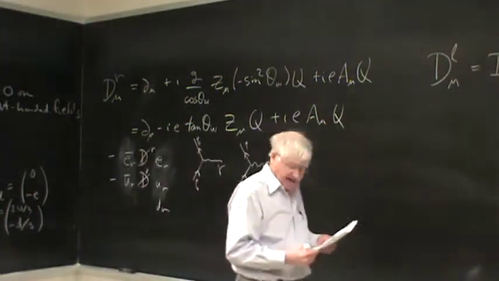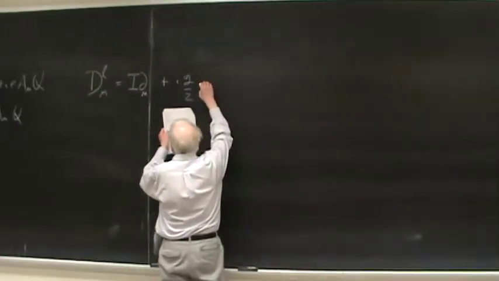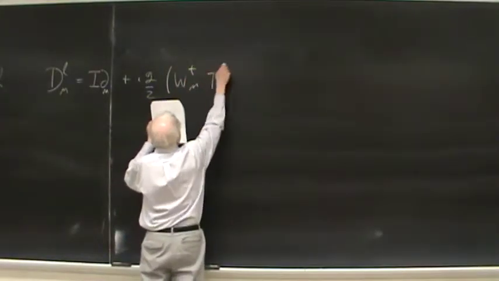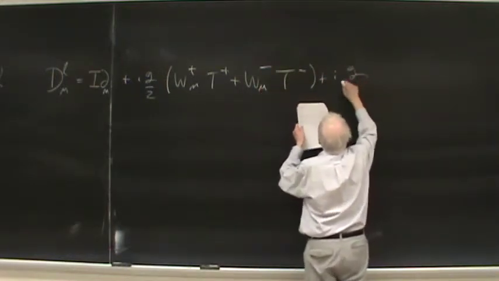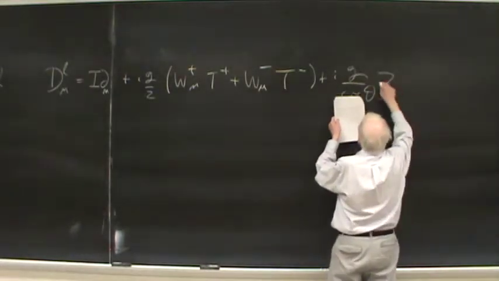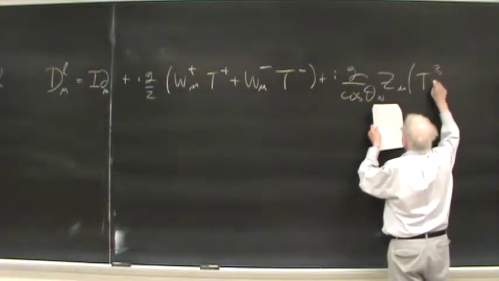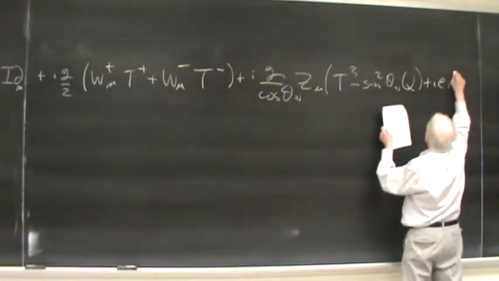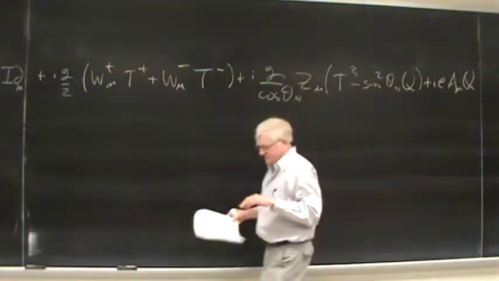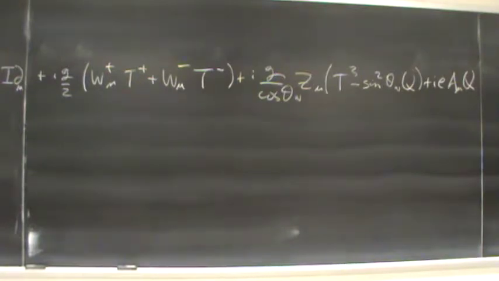Okay. For left, on the other hand, we do want the E and Q notation. And this covariant derivative then is i g over 2 W plus mu T plus, W minus mu T minus, plus i g over cosine theta W Z mu. And now something kind of complicated, T3 minus sine squared theta weak Q, plus i e A mu Q. So I've rewritten these covariant derivatives so there's no hypercharge, just charge, and then the T matrices, which we know about. The T's are the sigmas over 2, Pauli matrices over 2.